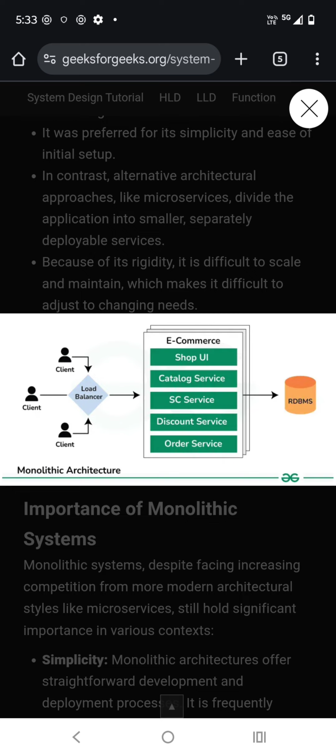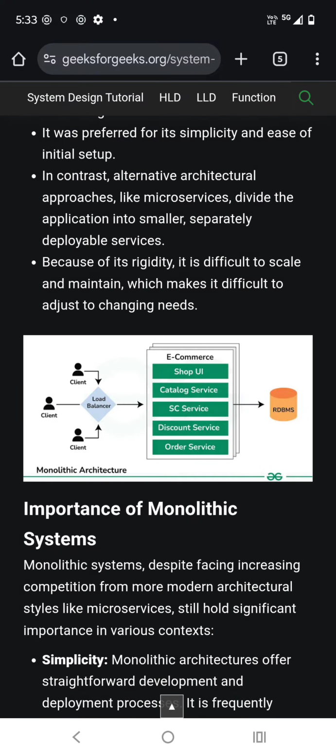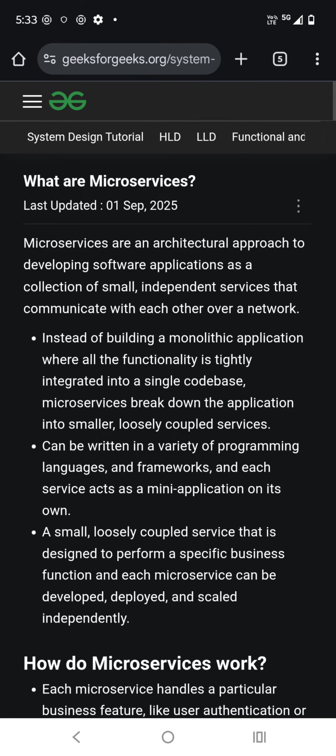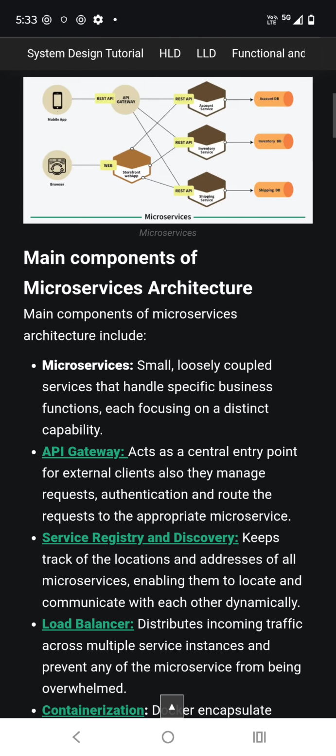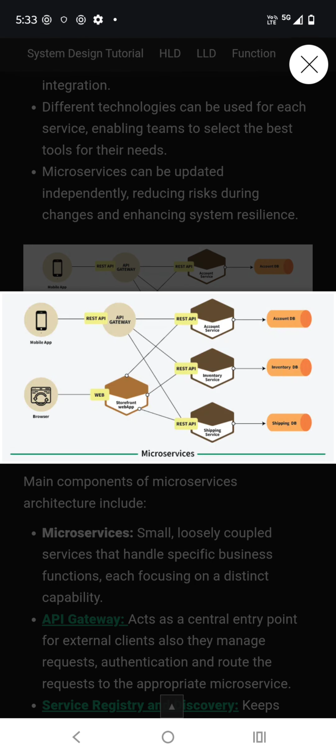But if your requirement is very complex and you are going to need multiple system components to build a complete system, then monolithic architecture is not as suitable. Then you should go for a microservices architecture. So here you can see the microservices architecture. What do we have? Modules are divided into separate microservices. And each service has its own database, right?